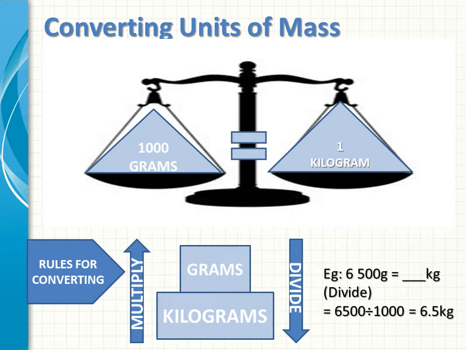So let's see an example. I have 6,500 grams. And the question says convert to kilograms. That means I am moving from small to big. That means I have to divide. So 6,500 divided by 1,000 is 6.5 kilograms. Don't forget that your units will change to kilogram from gram. Okay, let's go to the next one.